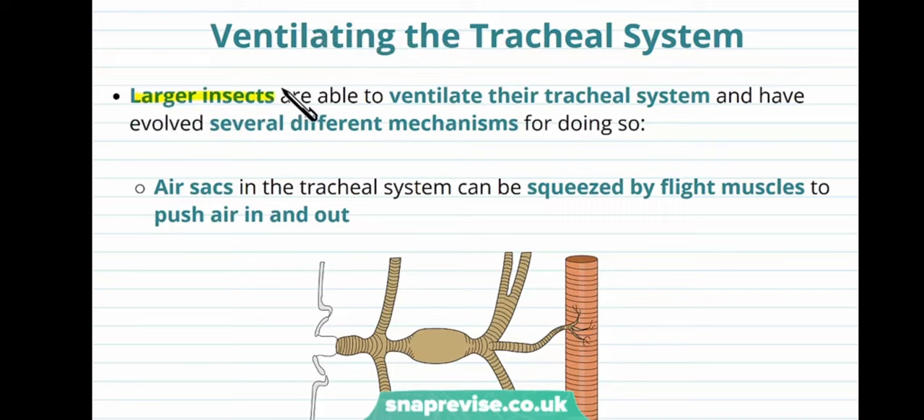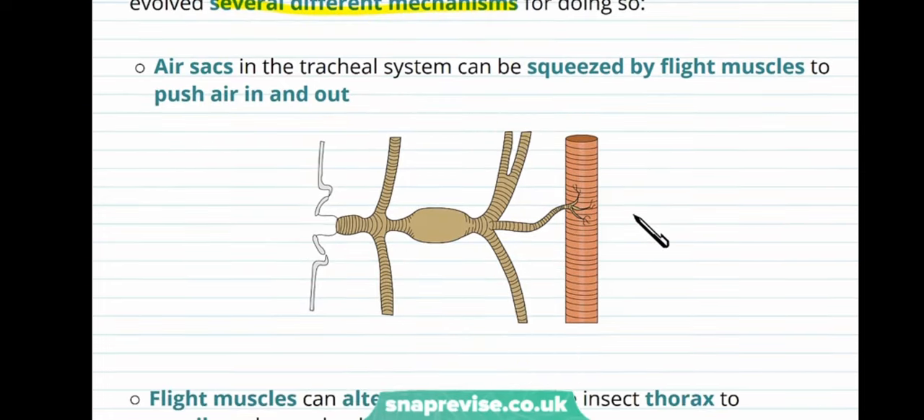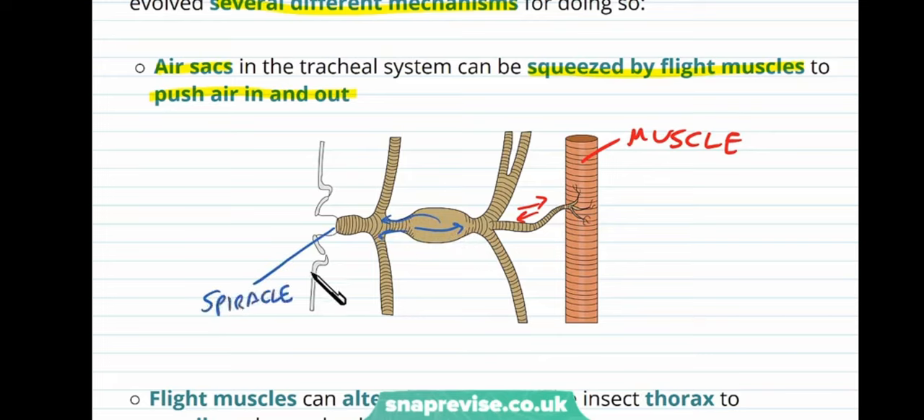So this tends to happen in larger insects, so they can ventilate their tracheal system, and they have several different mechanisms for doing this. So in the tracheal system, sometimes you can observe these air sacs or swellings of the airways, and these can be squeezed by flight muscles to push the air in and out. So if you imagine the fly is moving around or flying, this is a muscle, and the muscle is going to be pushing and pulling on this air sac. And as it does this, air is going to be squeezed in and out, and here's the spiracle opening to the outside world, constantly refreshing the air and making it fresh.